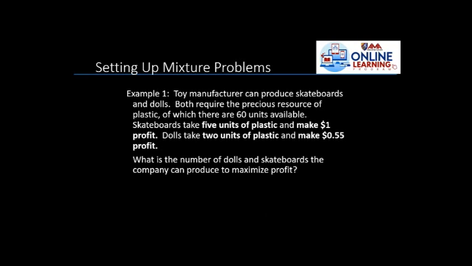So, example, a toy manufacturer can produce skateboards and dolls, and both require the precious resource of plastic. So yung dalawang yun need ng resource na plastic. So yung total na plastic units na available for the toy manufacturer is 60 units. Skateboards take 5 units of plastic, so kumbaga, ang material needed to create a skateboard is 5 units, and it would make $1 profit. While yung dolls naman, 2 units of plastic ang gagamitin to produce dolls and make $0.55 of profit.